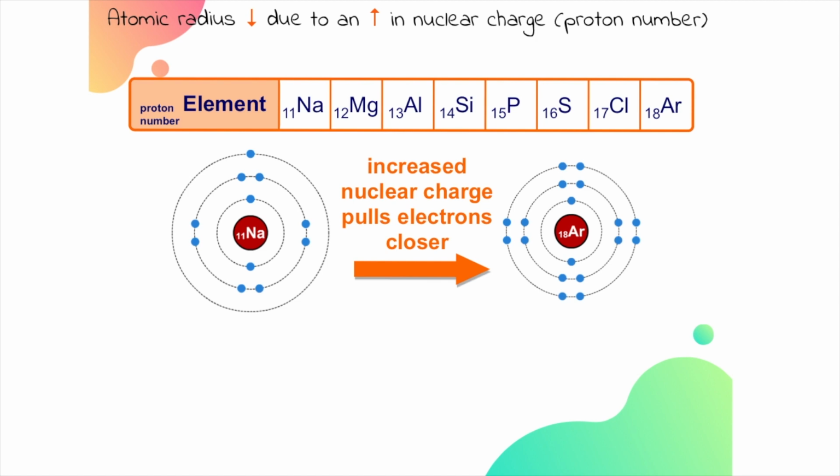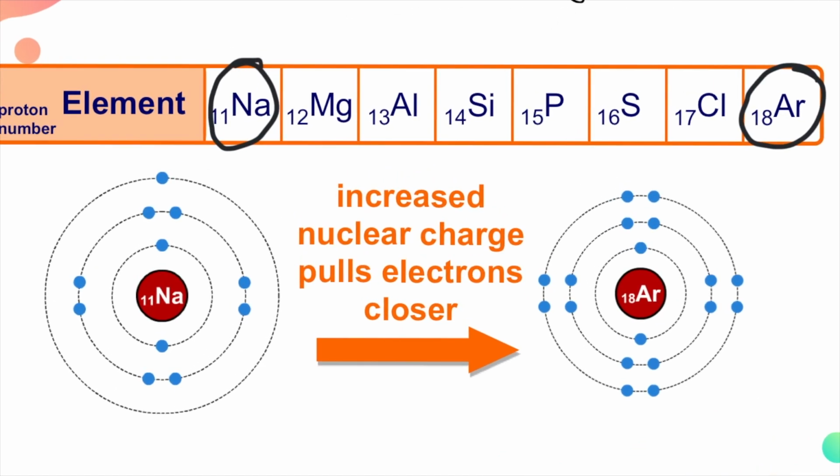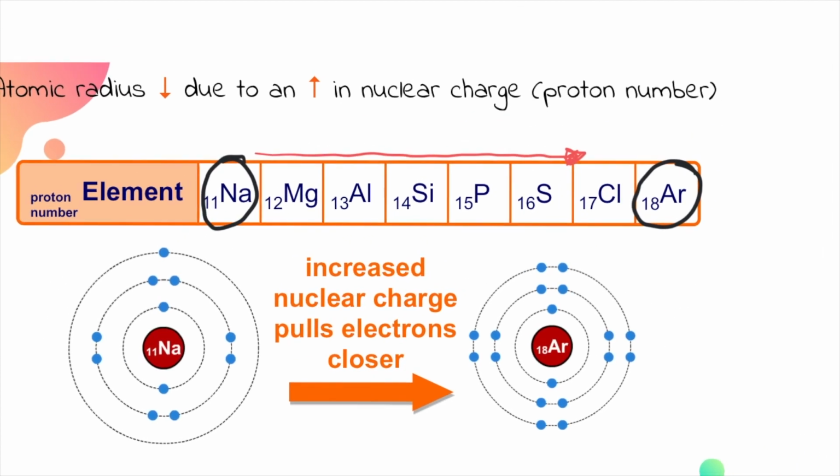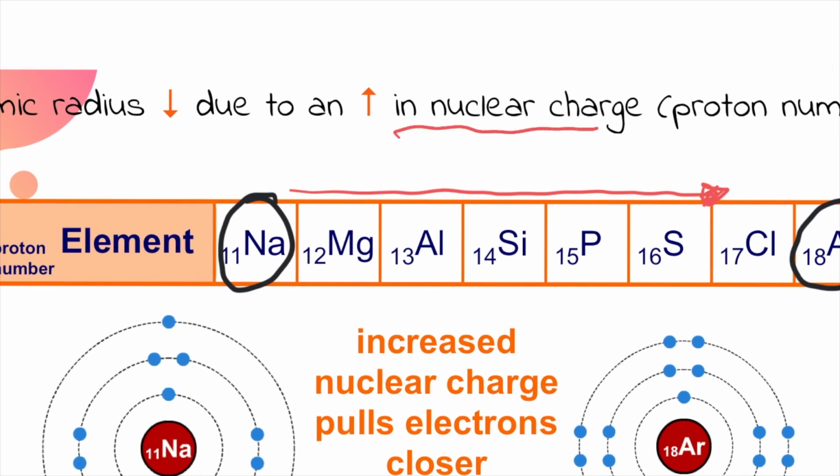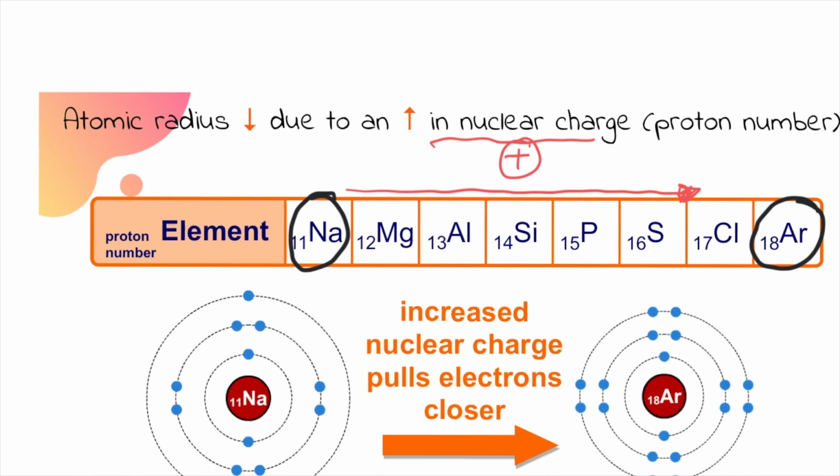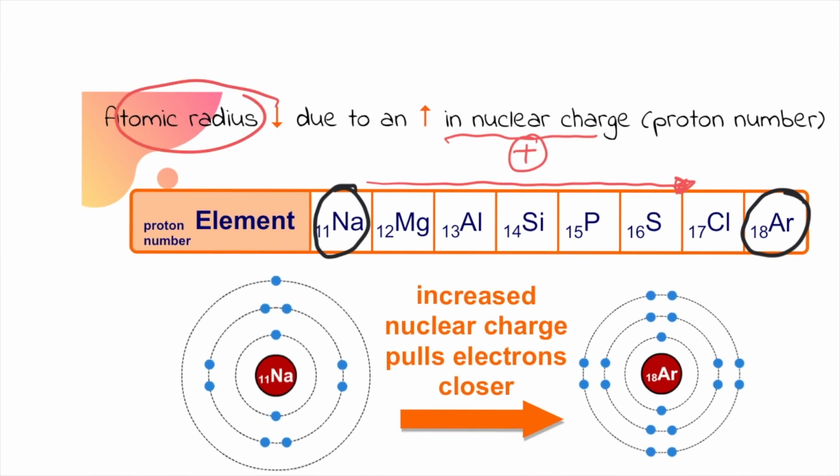Now take a look here. I have sodium taken from the left side of period 3 in the periodic table and argon on the right side. Take a look at the atomic number or the proton number. I have a steady increase in the number of protons, which we also describe as nuclear charge. Since the positive charge of the nucleus increases, what happens to the radius? The radius decreases, right? They are inversely proportional.